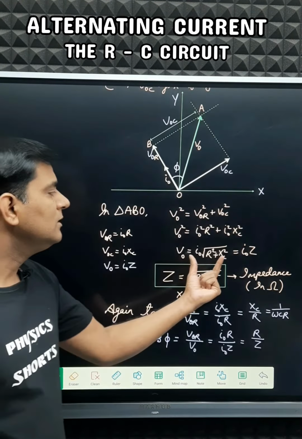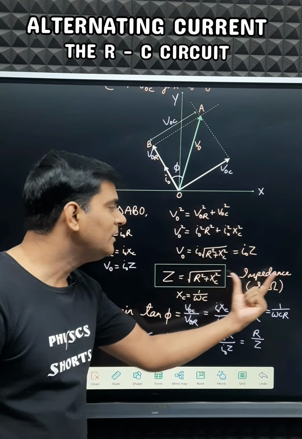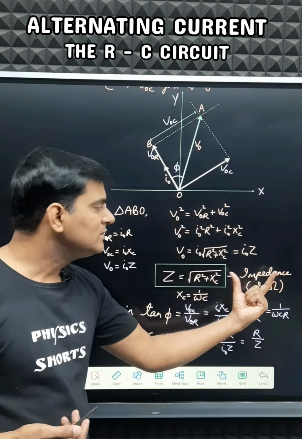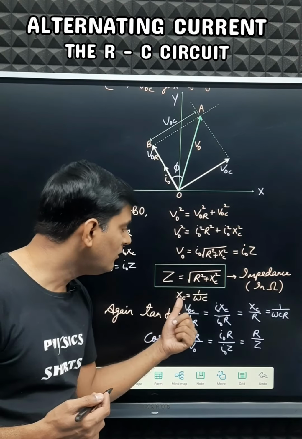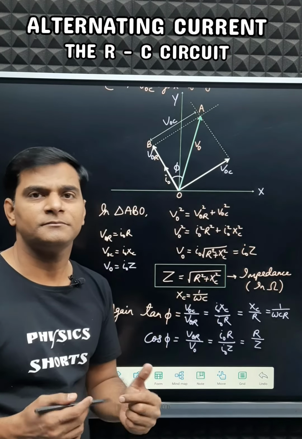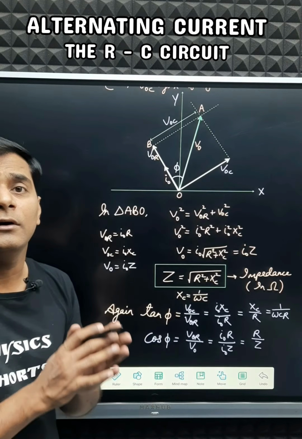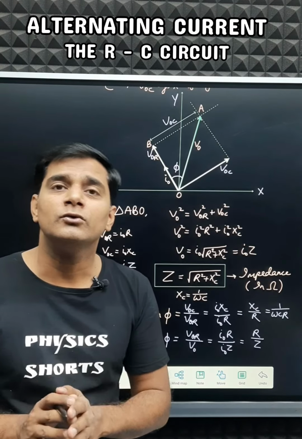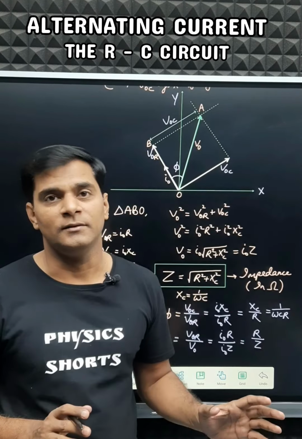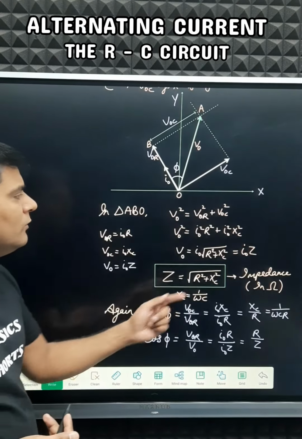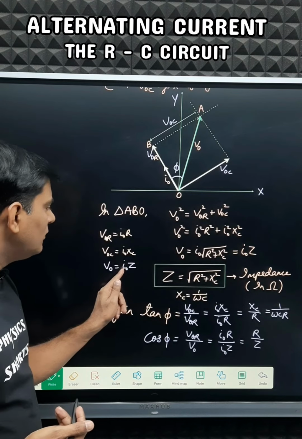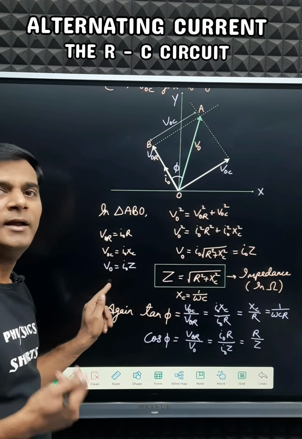This term in the square root is called the impedance of this circuit, and it is represented by the symbol Z, where XC is what? It is 1 upon ωC. This is also the property of the circuit which shows obstruction in the path of current. The more the impedance, the less will be the current. Therefore we can write the equation of current also as I0 = V0 upon Z.